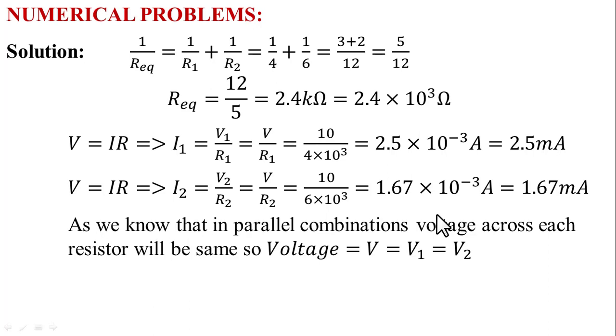Now we can find the potential difference, as we know that in a parallel combination, the voltage across a resistance will be same. So V1 is equal to V2 is equal to V. So voltage in a parallel combination is always same, that is 10 volt. Now we will move to question number 8.